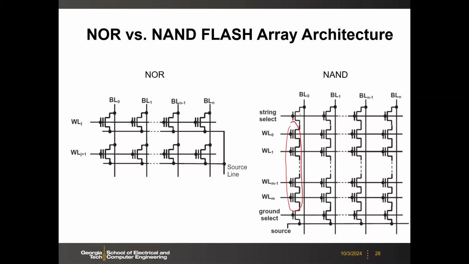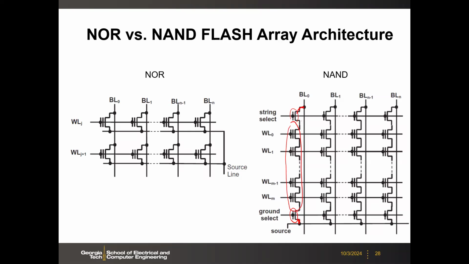And then at the top of the string, we have a regular transistor. This is not a floating gate transistor. This is like a regular transistor as a string select. And also at the bottom, we have a ground select. Those two act as control transistors for the string. Then on the very top, we connect the string to the bit line, and at the very bottom, we have this common source. So this is NOR versus NAND. Any questions here?